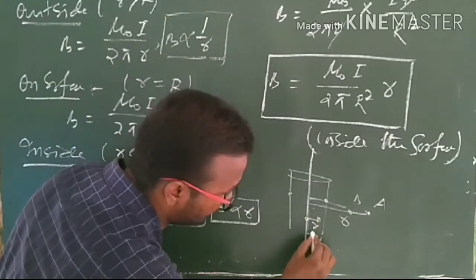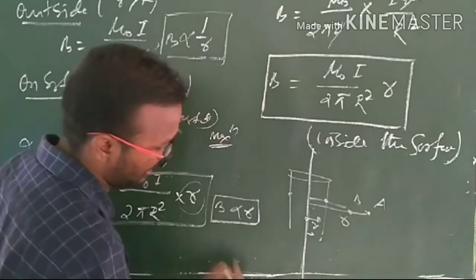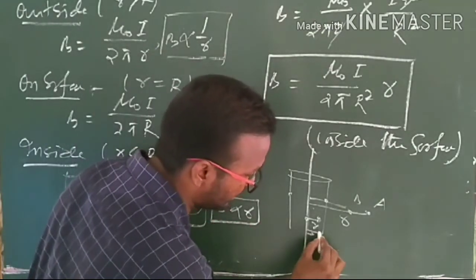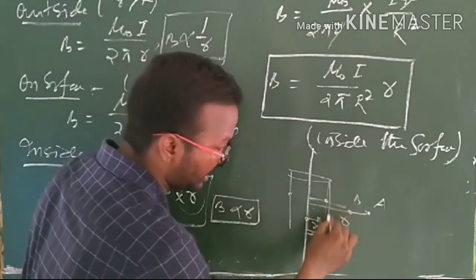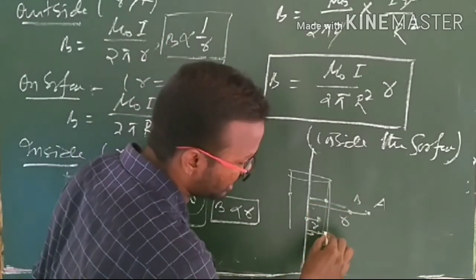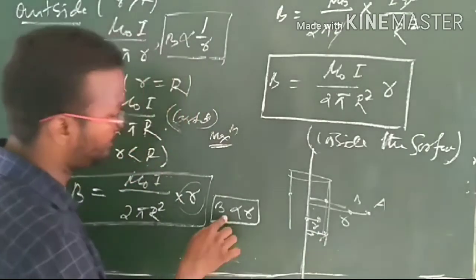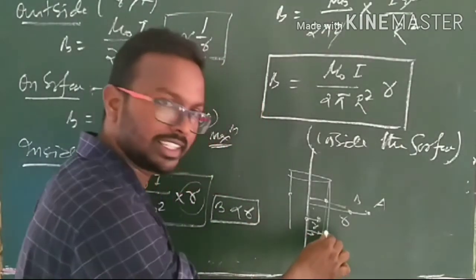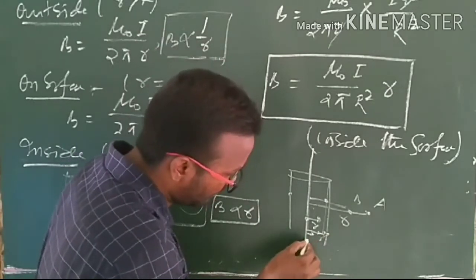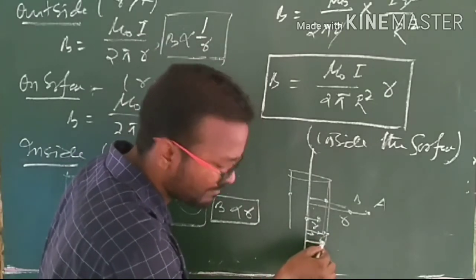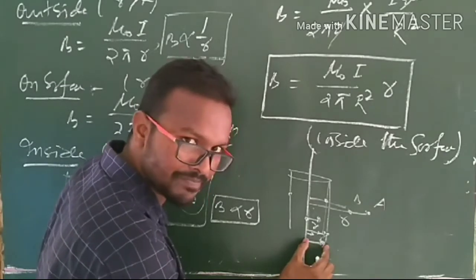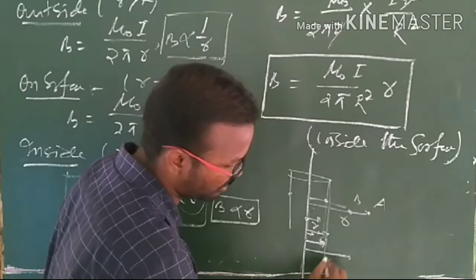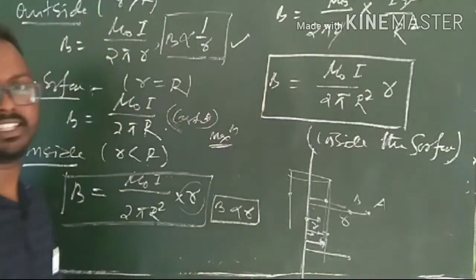If we increase this length, then the magnetic field also increases, because B is directly proportional to r. If we increase the length and reach the point on the surface, then the magnetic field equals mu naught I by 2 pi R, and which is maximum. That means if we come from the axis to the surface, the magnetic field increases. But after the surface, that means outside the surface, the magnetic field decreases.